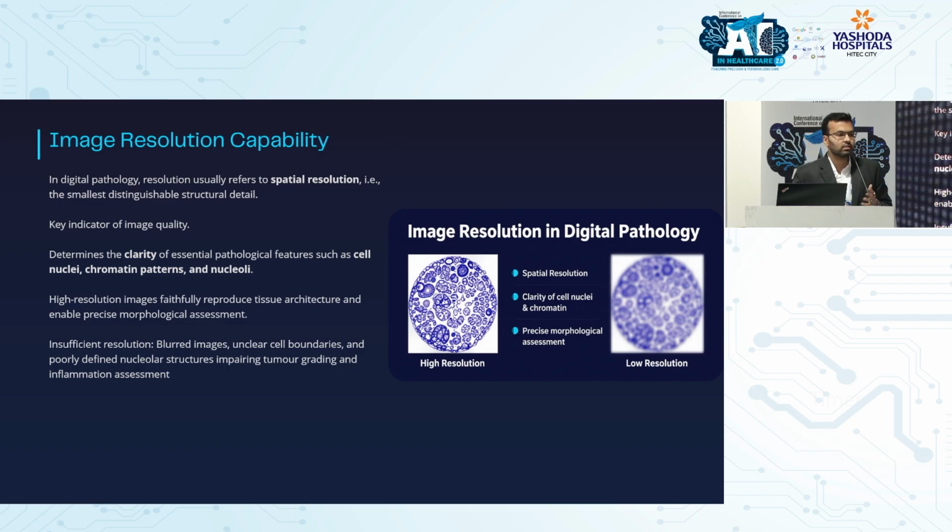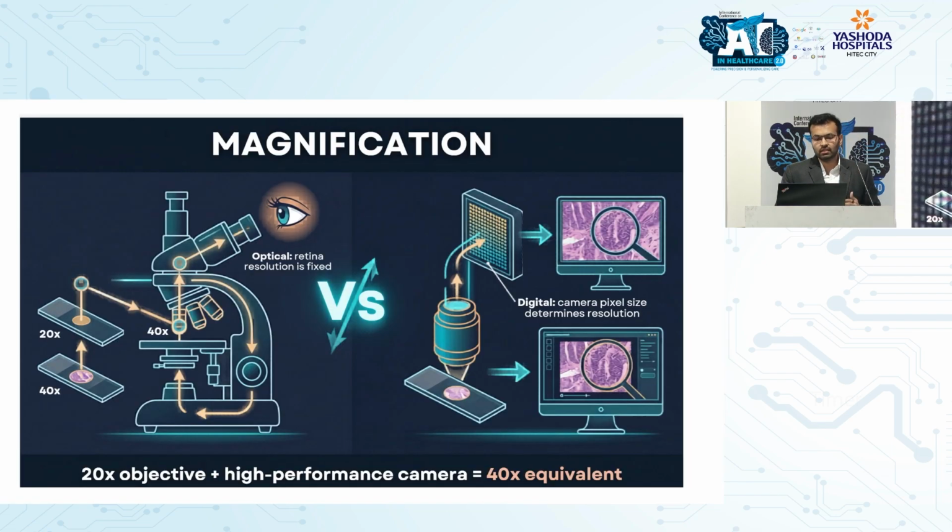Right. Then there is a concept in image resolution of magnification. Magnification in a scanner is very different from magnification using a lens, right? Many scanners have got a 20x lens, but they produce 40x images, and they also have a digital zoom going up to 80x. So how does that work? So in your eye, your optical resolution of the retina is fixed based on the cone cell spacing. So then anytime you need to magnify something, you need to change your objective lens. I mean, you need to go from 10x to 20 to 40.